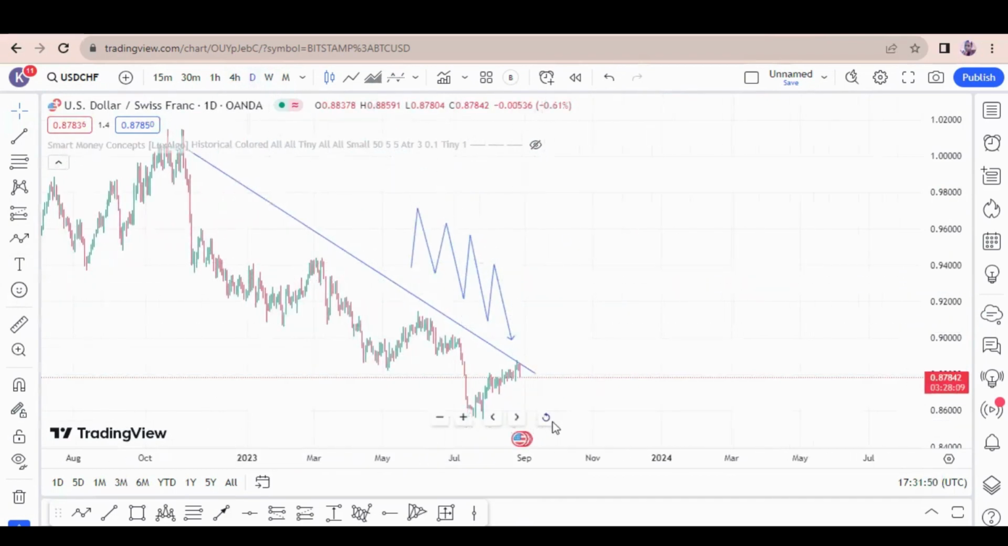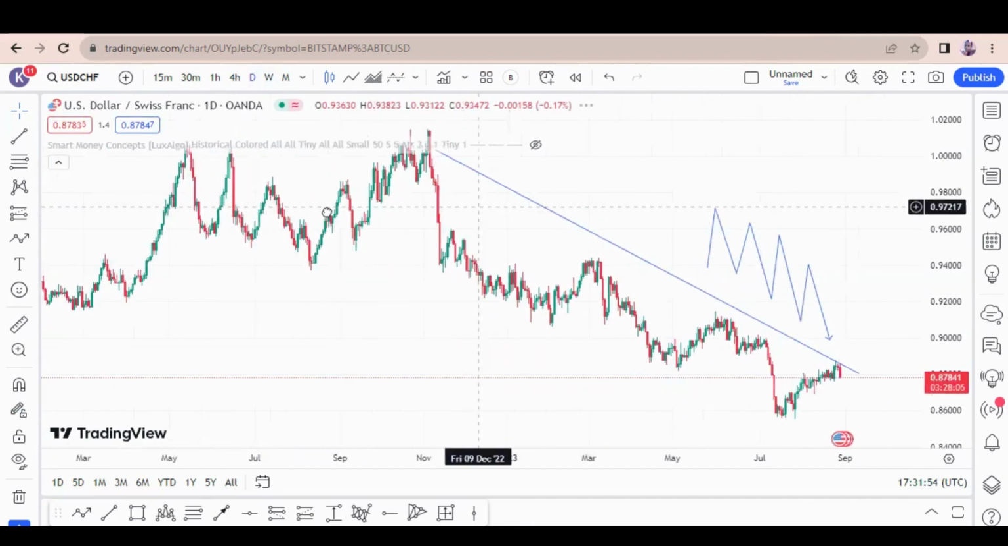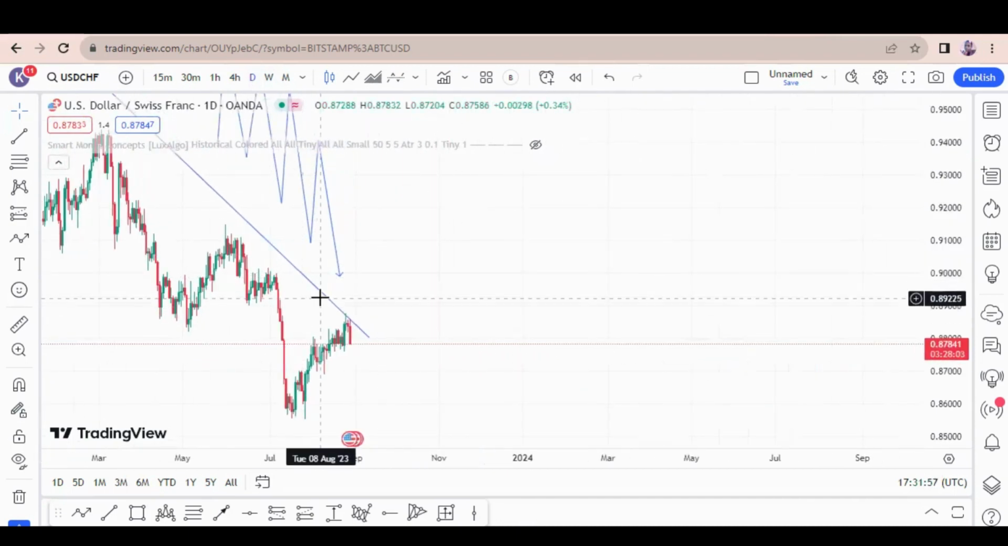So I'm going to be explaining what an uptrend is. I have to squeeze in my chart and then just move it to the side here.